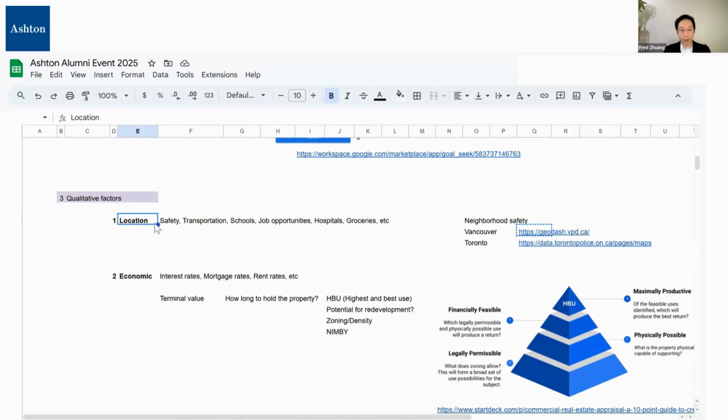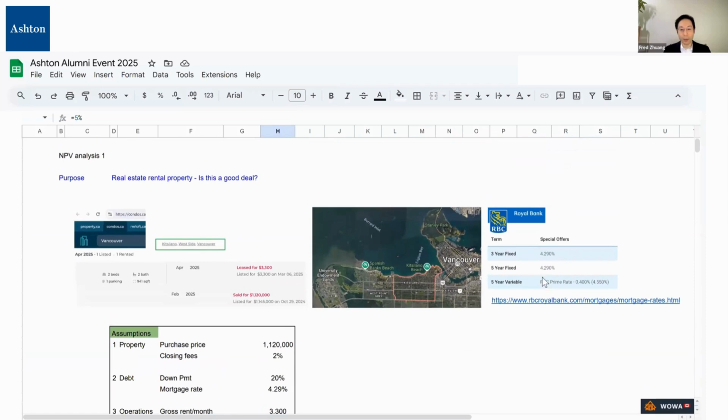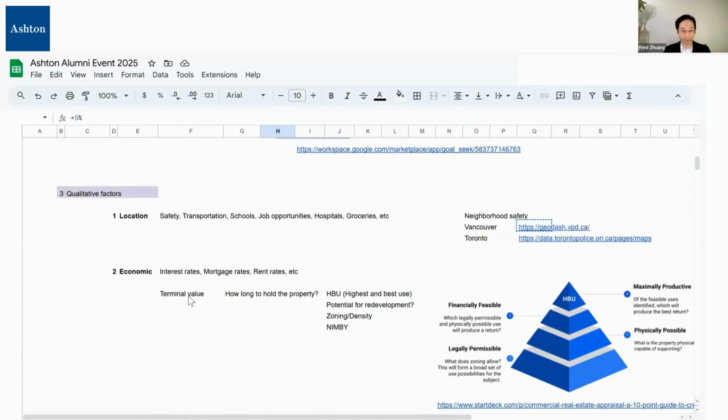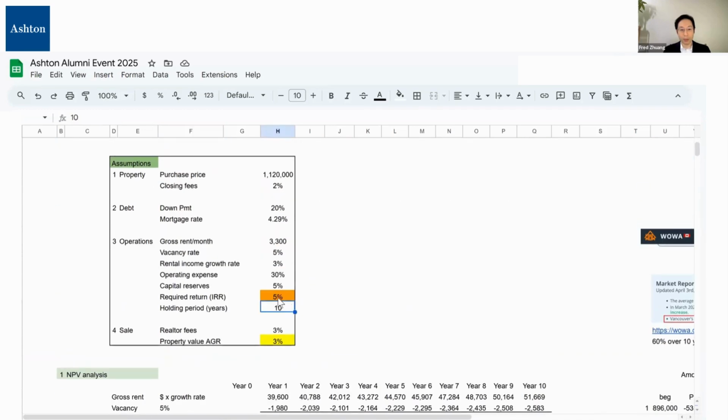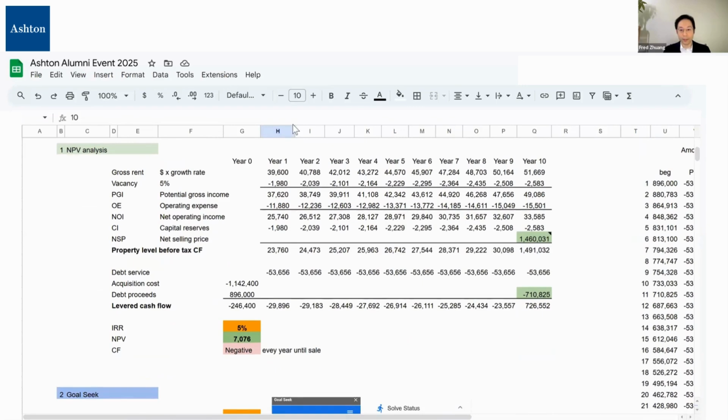The first one, the most important one, is the location, and then the other one is the economic. Because you can clearly see here, I have made a lot of assumptions on the rates. The mortgage rate at this moment is 4.3%, but it could easily change over time, and that could impact the analysis. The next one is the terminal value. So we made the assumption that we're hoping to hold this property for 10 years.